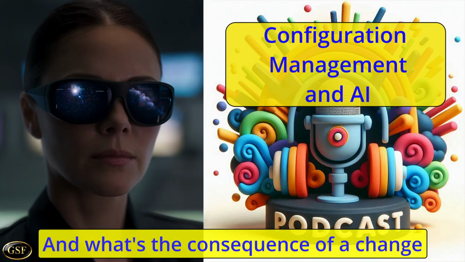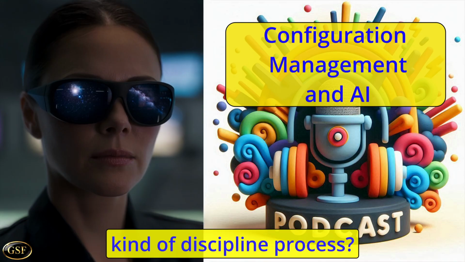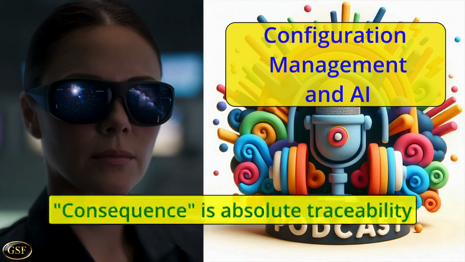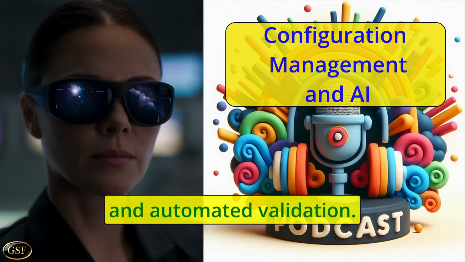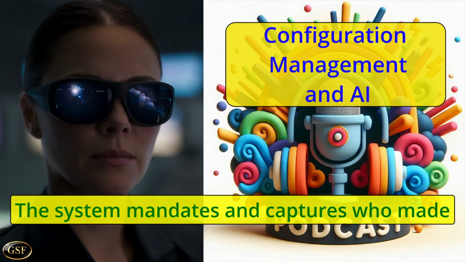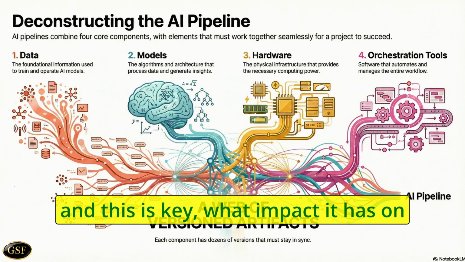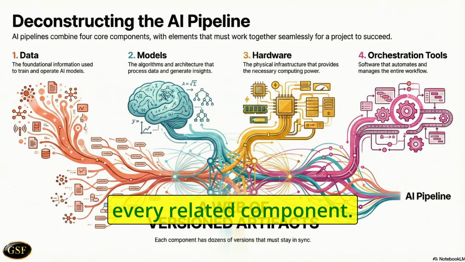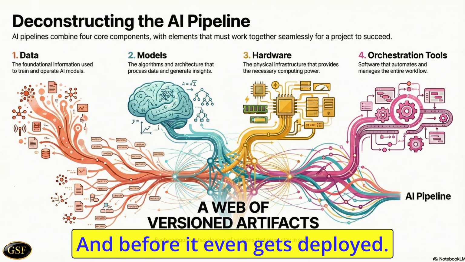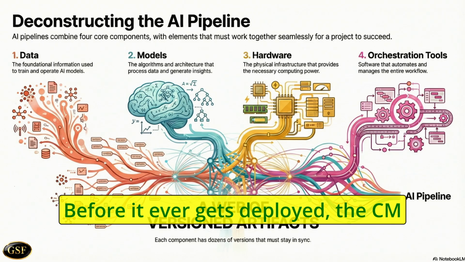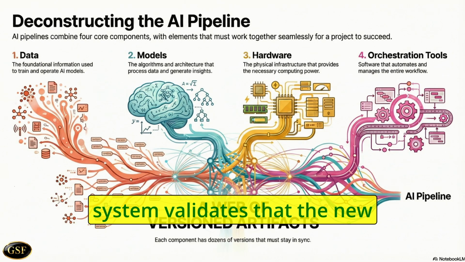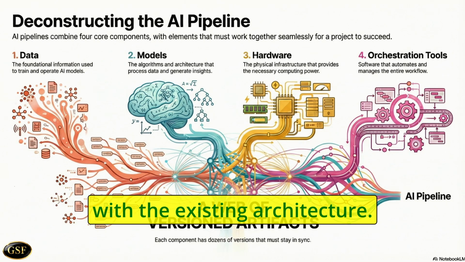And what's the consequence of a change flowing through that kind of disciplined process? The consequence is absolute traceability and automated validation. The system mandates and captures who made the change, when they made it, why it was requested, and this is key, what impact it has on every related component. And before it even gets deployed. Before it ever gets deployed, the CM system validates that the new state is actually compatible with the existing architecture.